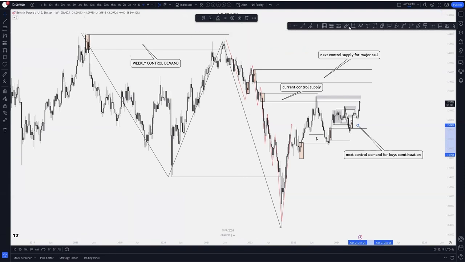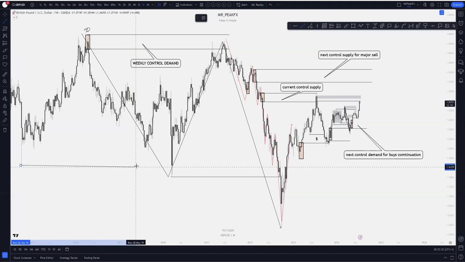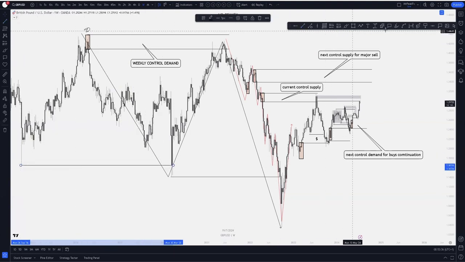We can see this high right here that created this low. We can see this impulse, this high that created this low, taking out the previous external liquidity. This low here was the previous external liquidity, so price already took it out.